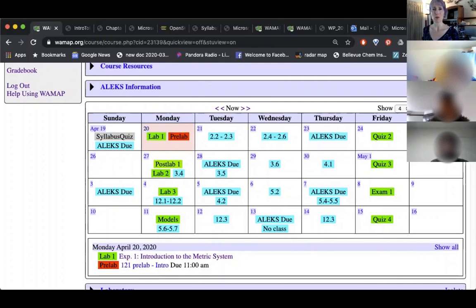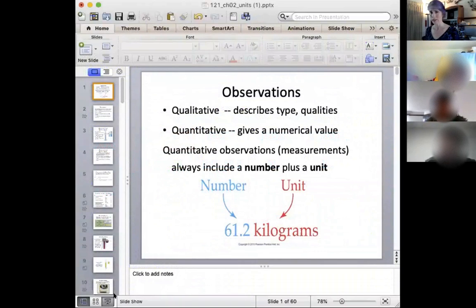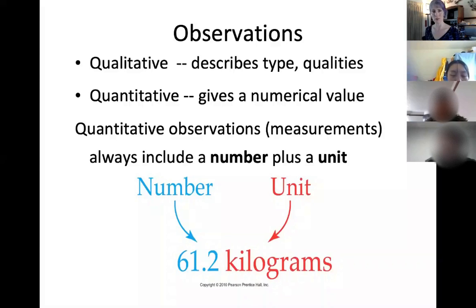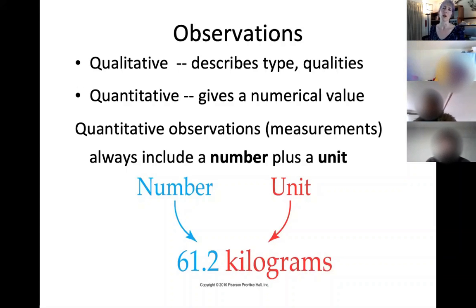So you don't need to be working on the pre-lab right now. What we need to do is understand the content first. Talking about units and observations. So we have qualitative observations, things that describe the qualities. Those could be the physical or chemical properties, or we could say we have roughly half men and women in the classroom. That would be, I guess, a little bit quantitative.